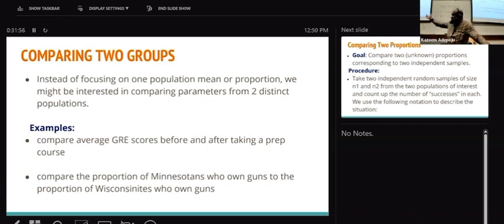Okay. Now take a look at this example: comparing the average GRE score before and after taking a pre-course. Before and after, that's going to be a dependent group. That's the paired one for means. Take a look at the second one. Compare the proportion of Minnesotans who own guns to the proportion of Wisconsinites who own guns. That's proportions. That means you are testing proportions in two different populations, Minnesota and Wisconsin. They are independent groups.